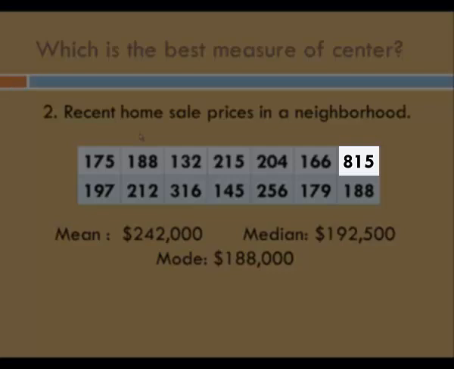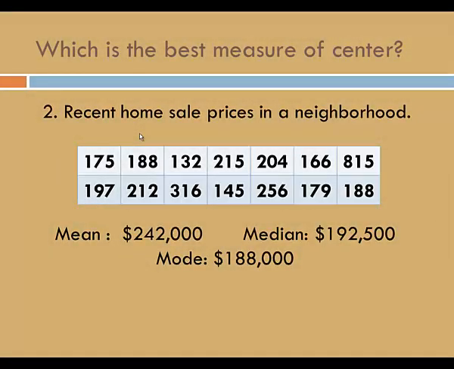The median tells us that half the homes sold for less than $192,500, while half sold for more than $192,500. The mode is the most frequent sales price, but in this case, it only repeats once. I think in this case, you could make an argument that the median is the best measure of center.